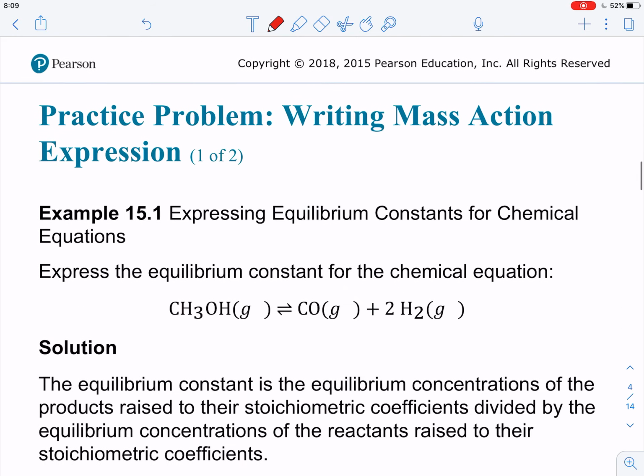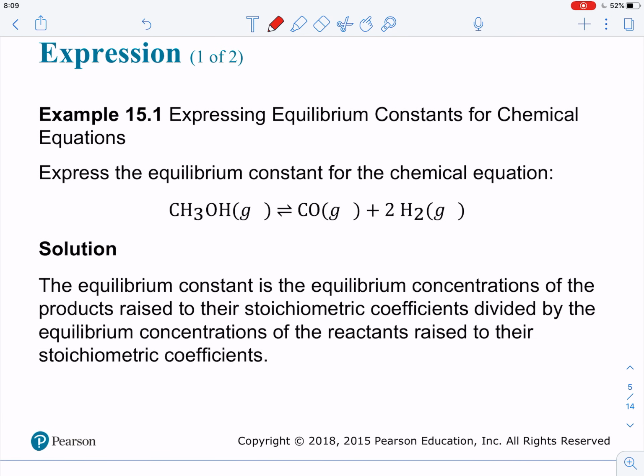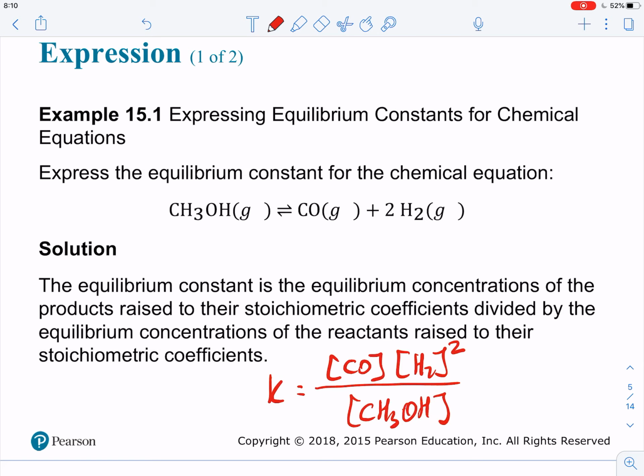If we have this one, it's not going to be different from what we just did. It's a different reaction, so the equilibrium constant might look a little bit different, but it is still going to be products over reactants. What are the products? Concentration of carbon monoxide, concentration of hydrogen, 2 moles of hydrogen, so you square it, divided by the concentration of CH3OH. And it's always going to be the same thing.